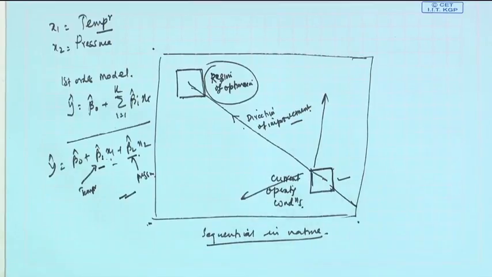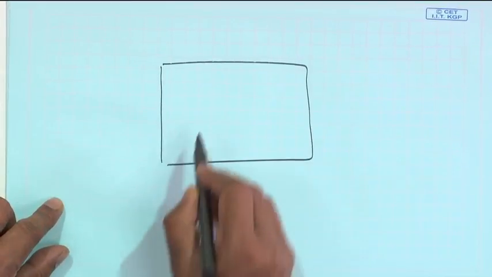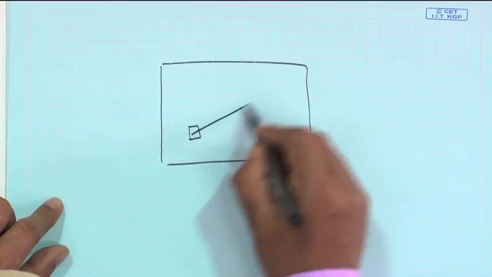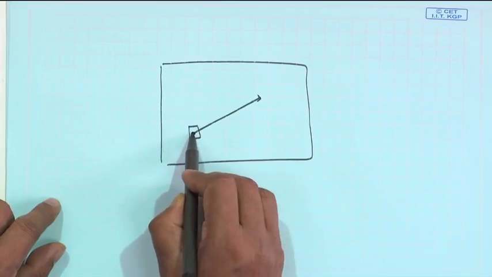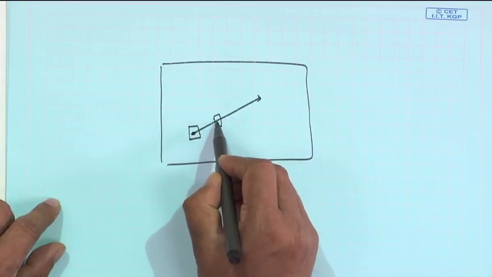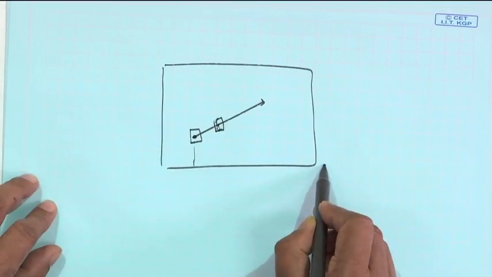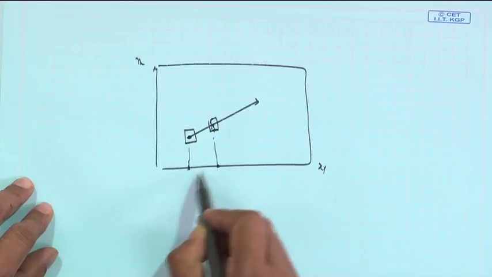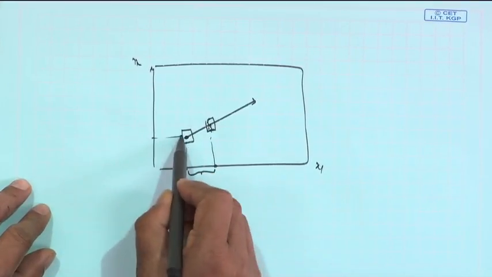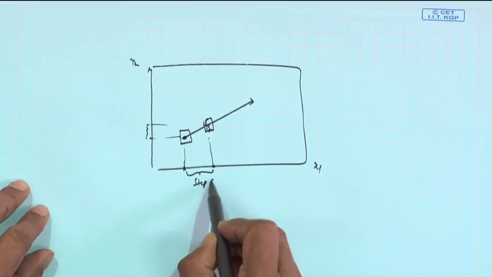Now the concept is how far you will go. This is the zone, you have started with this and you are moving in this direction. First you are experimenting here, then suppose you want to experiment here again. So how much you are moving from here, from x1 point of view and x2 point of view, is this much movement and this much movement. These are known as step size.